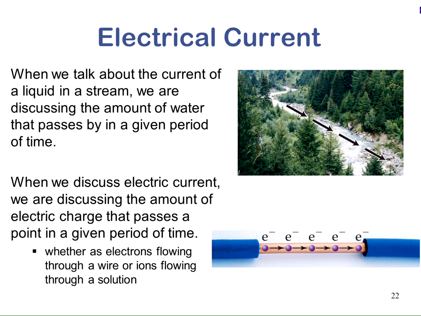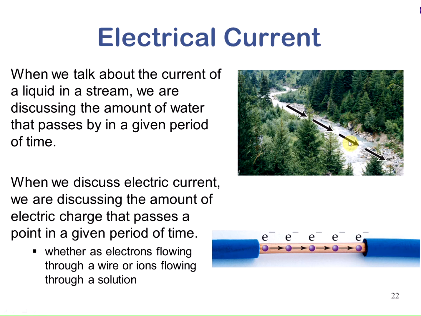So this is our second lecture video on electrochemistry, and I want to start off this video by looking at electrical current. And when we talk about the current of a liquid in a stream, we're discussing the amount of water that passes by in a given period of time. So here we have just this picture of the stream going through and the water flowing past.